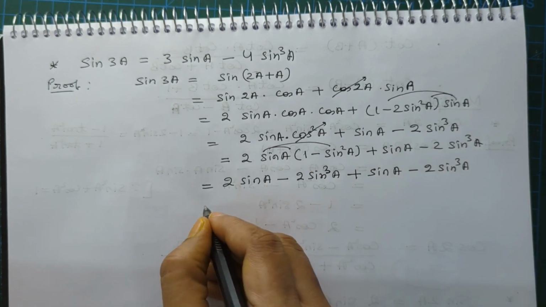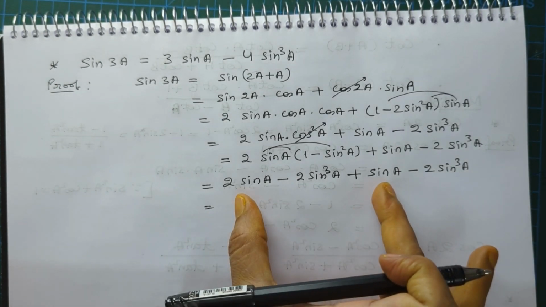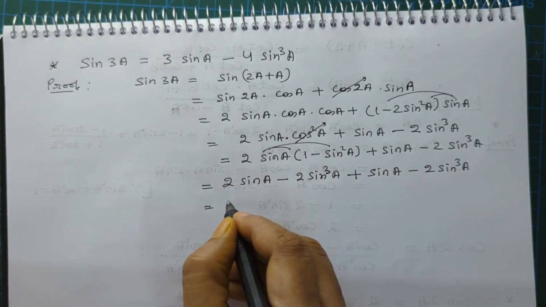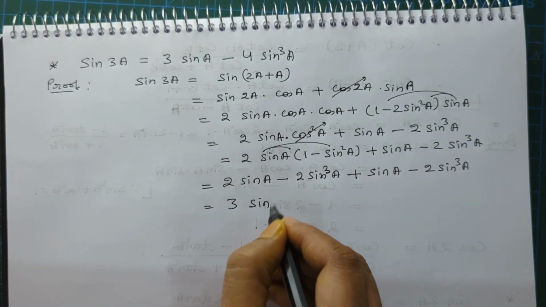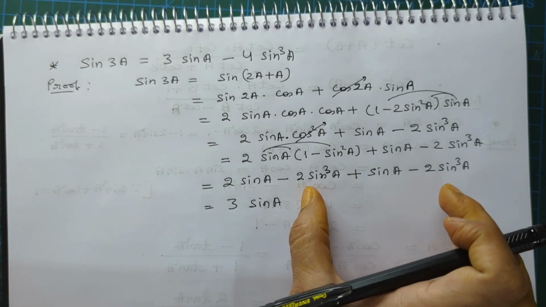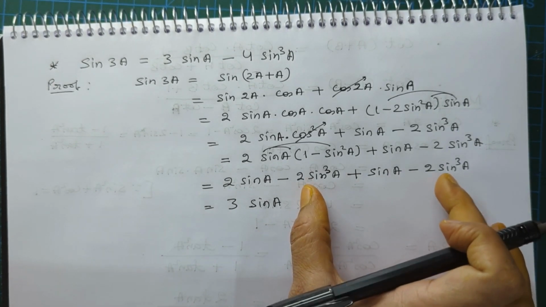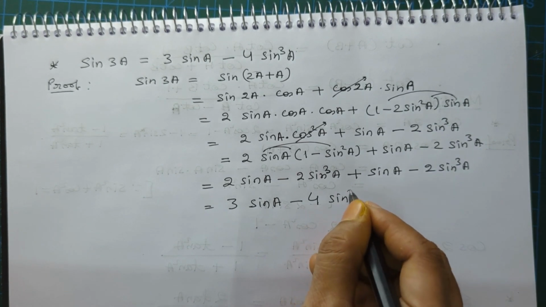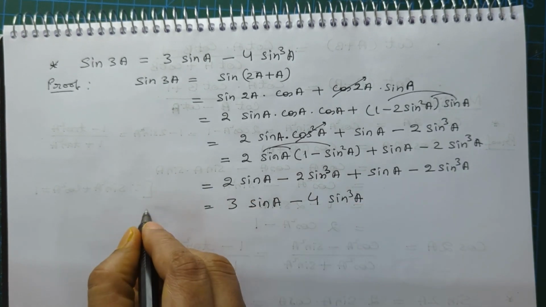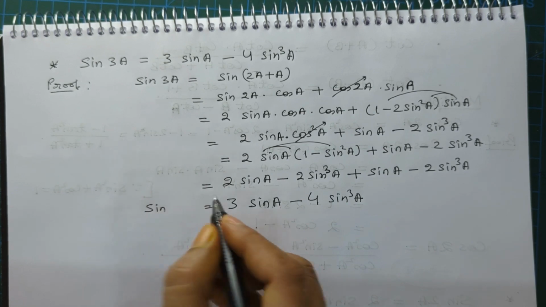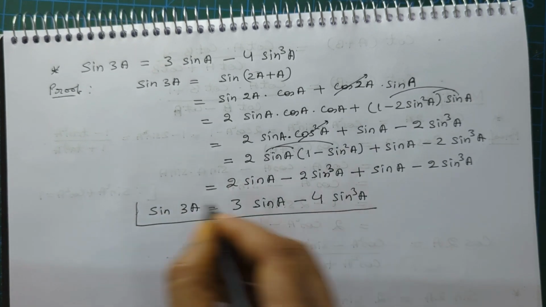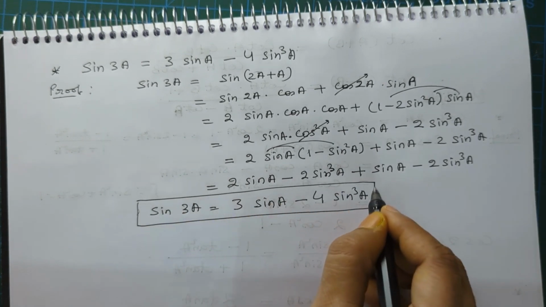Now assemble the like terms. These two are like terms and these two are like terms. 2 sin A plus sin A is 3 sin A. Negative of 2 sin cube A, negative of 2 sin cube A is negative of 4 sin cube A. So the formula for the multiple angle sin 3A is 3 sin A minus 4 sin cube A.